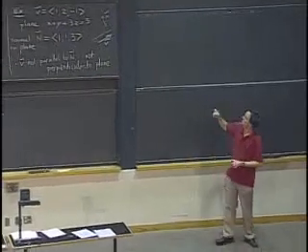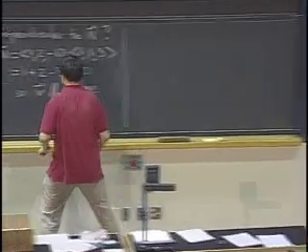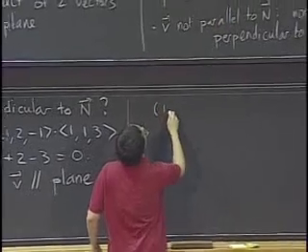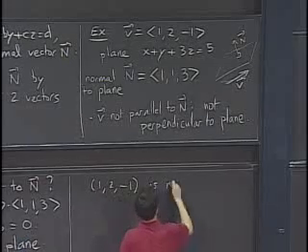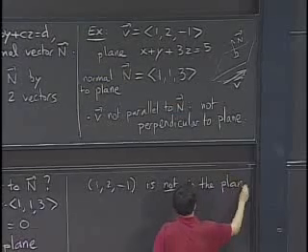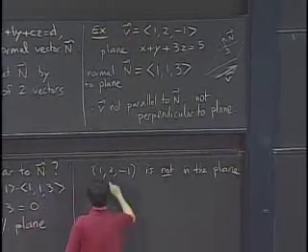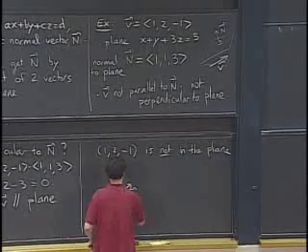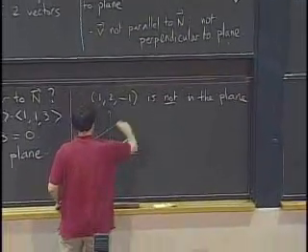Okay, so I should say, there's two different things here. One is the point with coordinates 1, 2, minus 1 is not in the plane. So what that tells us is that if I put my vector v at the origin, then the point here is not going to be in the plane.